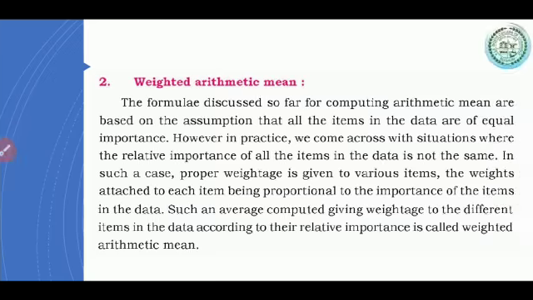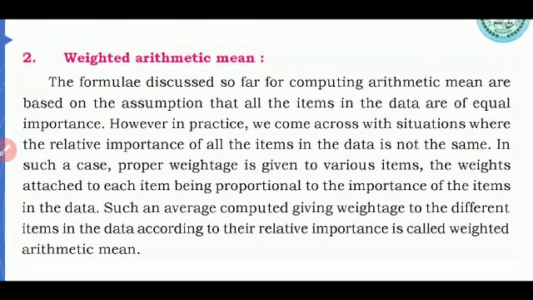The formulas discussed so far for computing arithmetic mean are based on the assumption that all the items in the data are of equal importance. However, in practice, we come across situations where the relative importance of all the items in the data is not the same. In such a case, proper weightage is given to various items, the weights attached to each item being proportional to the importance of the items in the data. Such an average computed giving weightage to different items in the data according to their relative importance is called weighted arithmetic mean. Now, what is the meaning of weighted arithmetic mean?